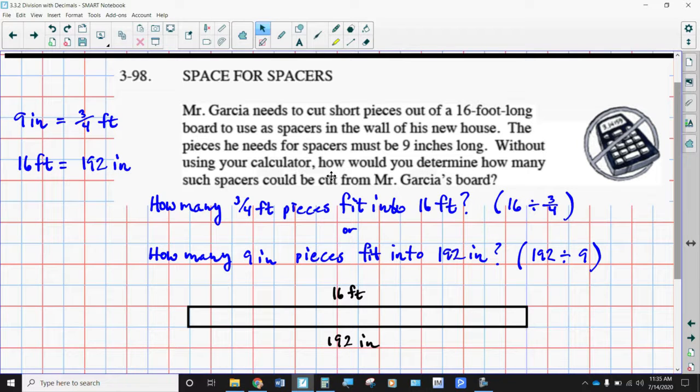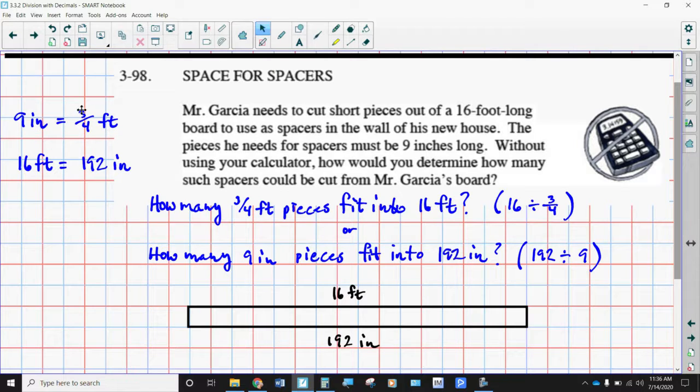So without using your calculator, how would you determine how many such spacers you would need to cut from Mr. Garcia's board? Remember, the board itself is 16 feet long, and you need the spacers to be 9 inches long. Now, as we start into this, you'll notice you've got two different units of measurement. One's feet and one is inches. In order to really get this right, you've got to convert. There's got to be a conversion.